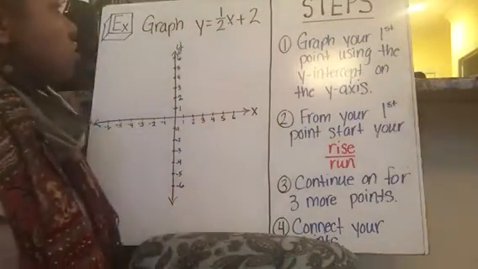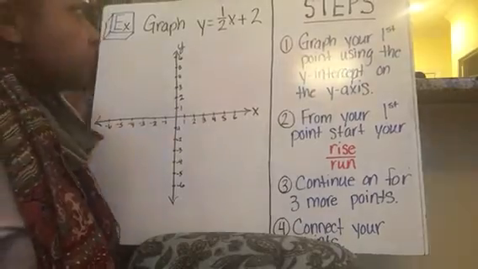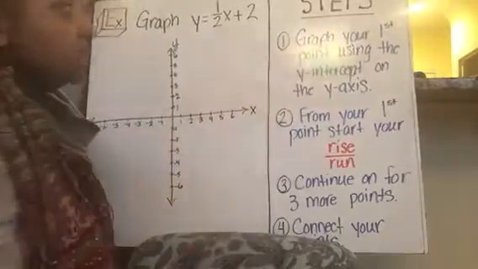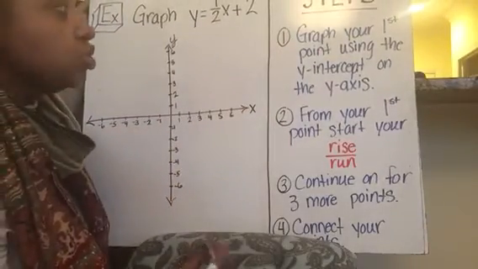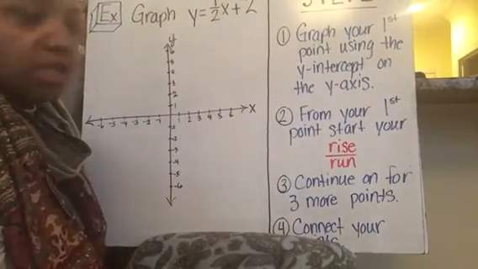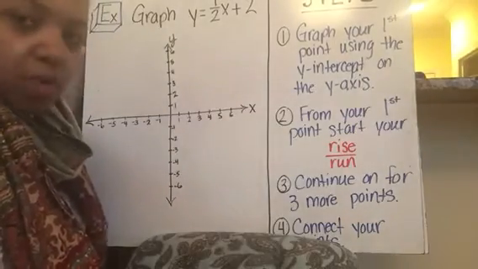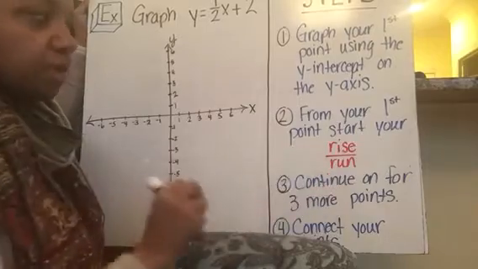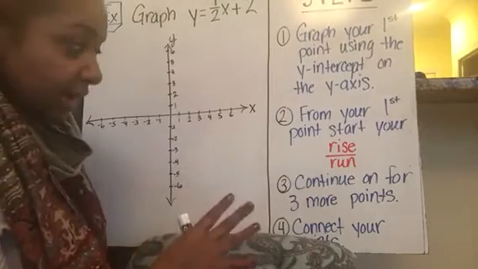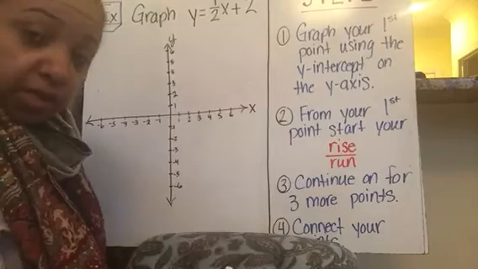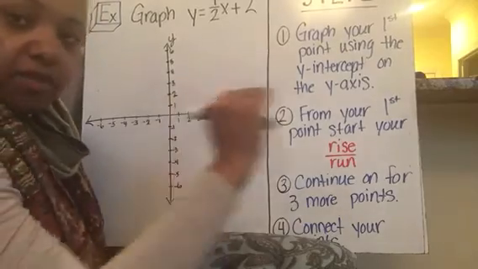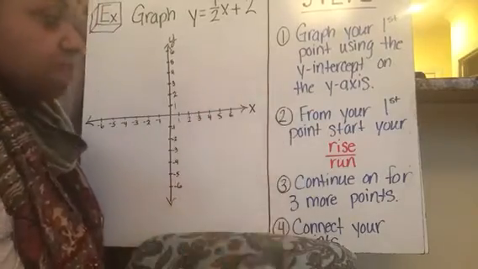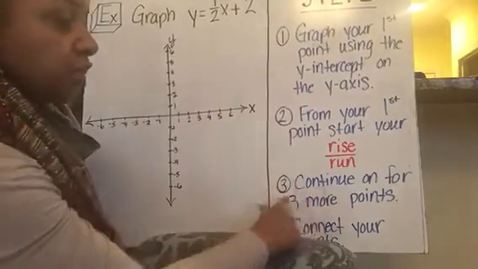Okay. So write down your steps first. Let me move it forward so the glare won't be on there. All right, so it has steps. Step number 1, you're going to graph your first point using the y-intercept on the y-axis. Your second step, from your first point, the one that you graphed on the y-axis, you're going to start your rise over run. Up and then over, or down and then over, it just depends.